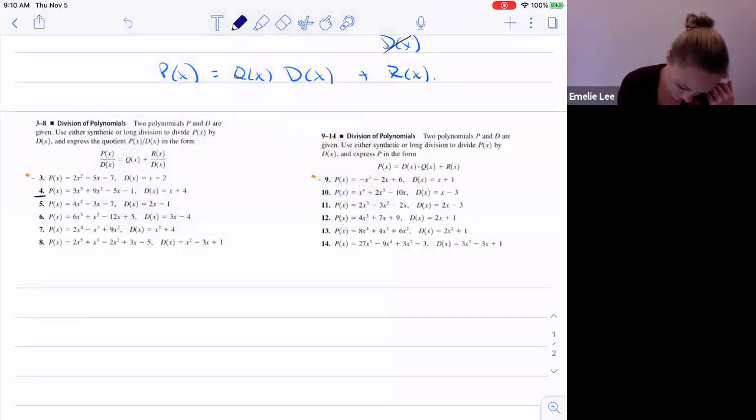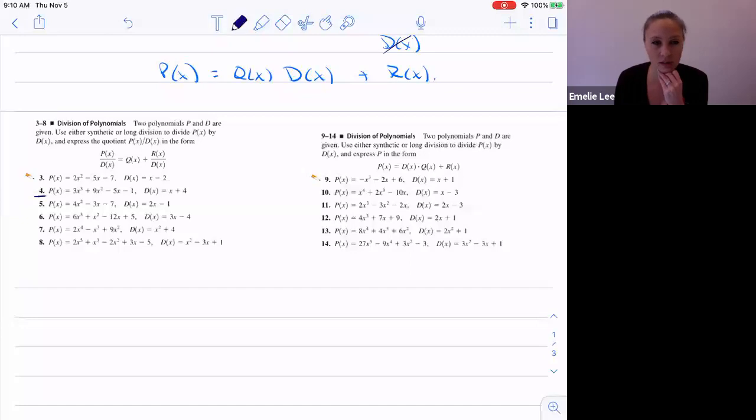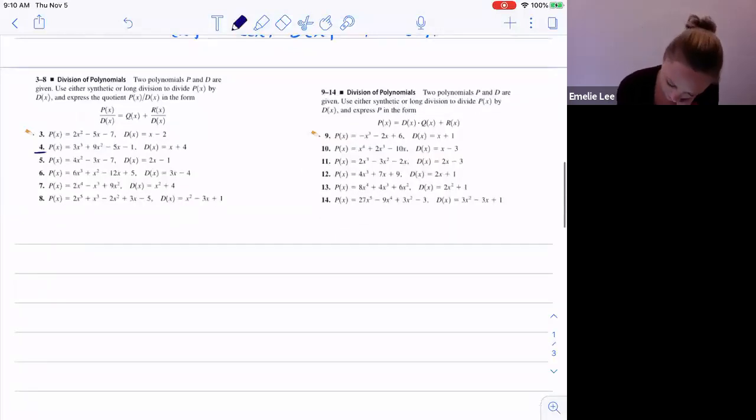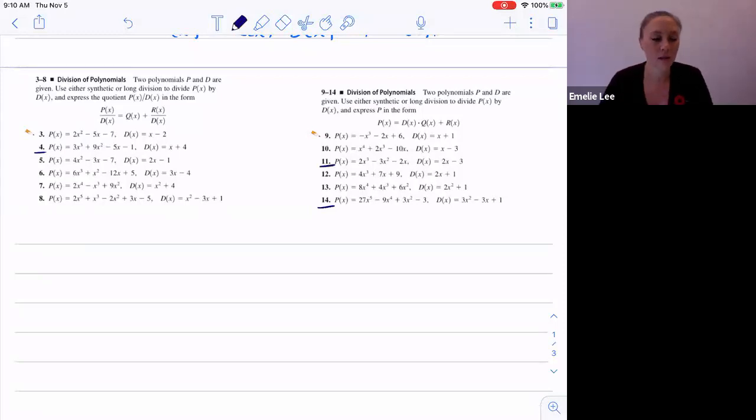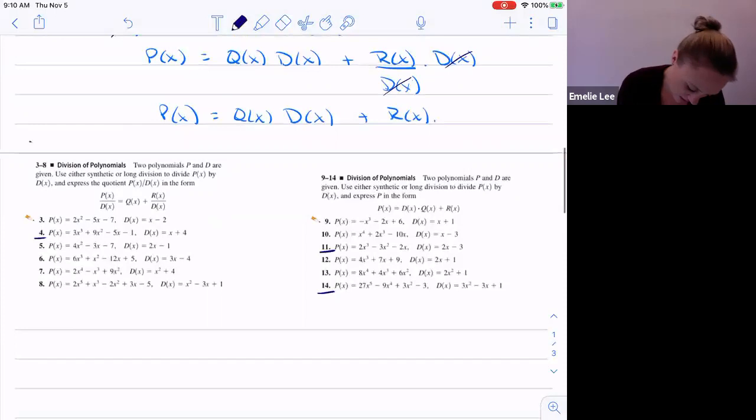We've done 4 already. Is there any one in particular that you want to go through? I'm definitely going to go through this one with you guys. Which ones are kind of similar? Maybe 11. Okay, so we'll do 11 and 14 as part of our review. Let's say we end the review here.